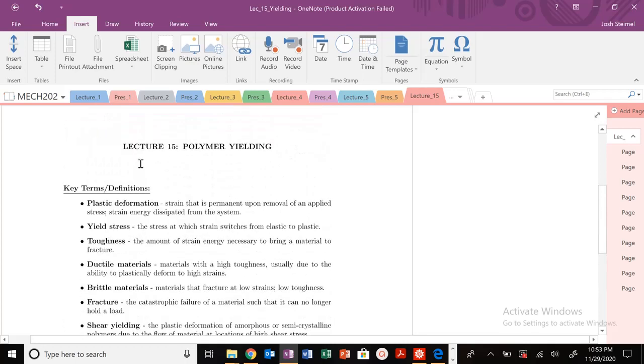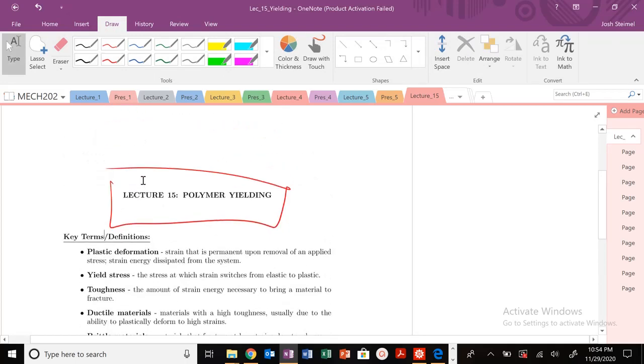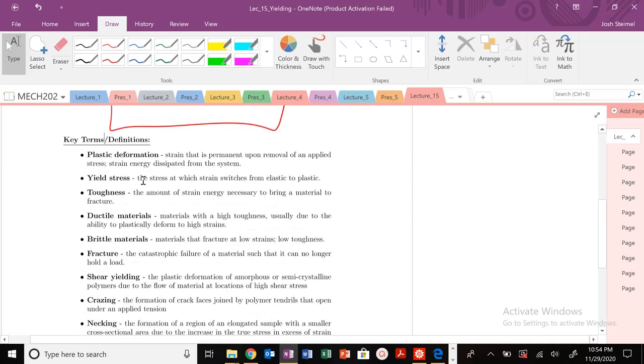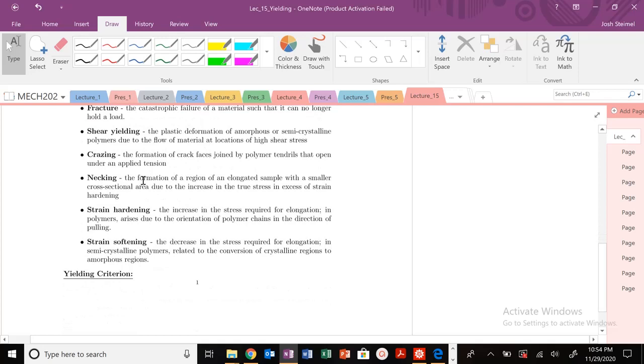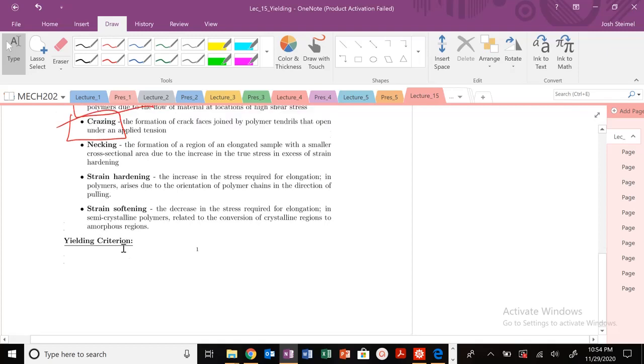We're going to talk in this lecture, the final lecture of Vecto 2, about polymer yielding and some unique characteristics of polymers yielding that may be a little bit different from the metallic yielding that you've seen previously in Engineering 45 and other materials courses. Specifically, we're going to talk about crazing and shear yielding, and also some ideas of strain hardening, strain softening materials.